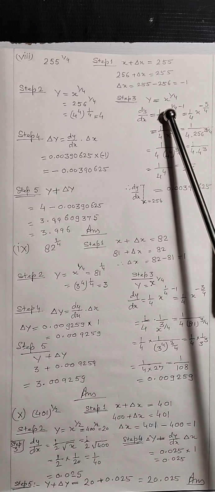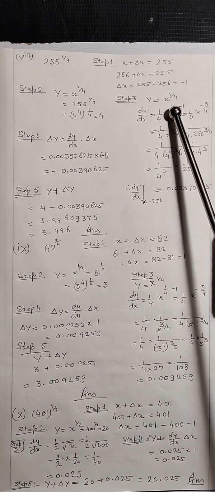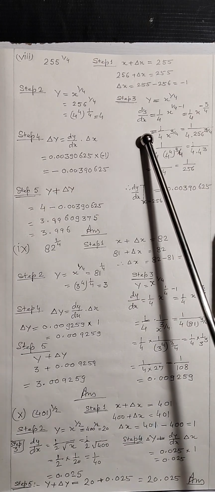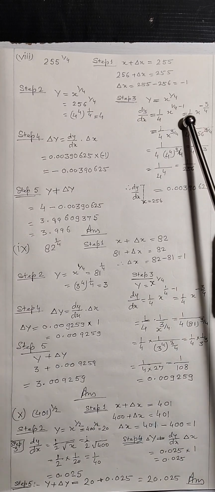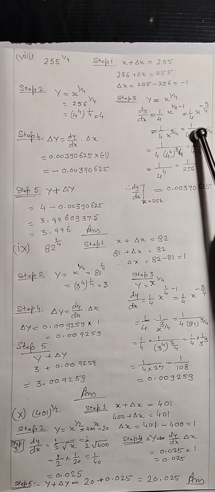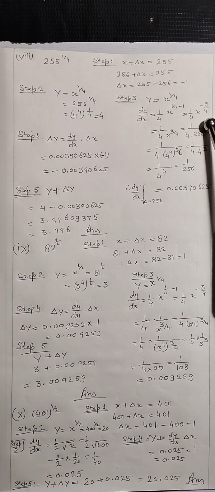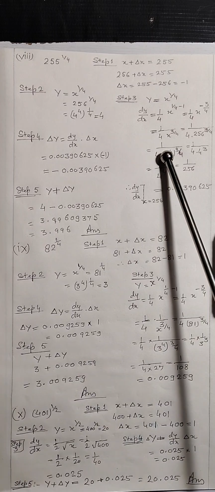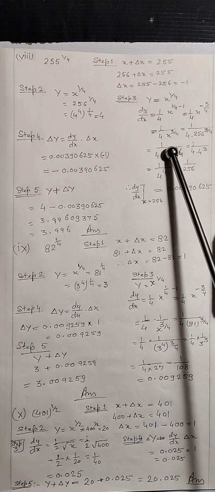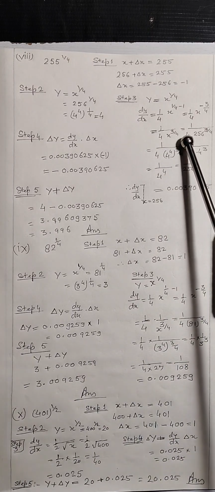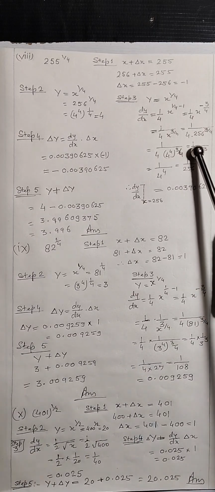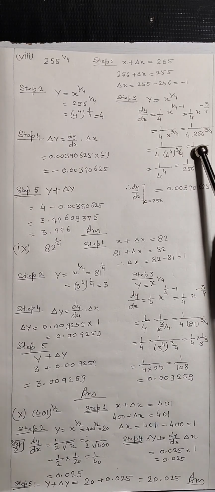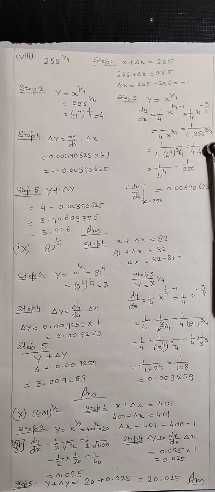Y is equal to x raised to power 1 by 4. Now differentiate, dy by dx will be equal to 1 by 4 x raised to power 1 by 4 minus 1. So it will be equal to 1 by 4 x raised to power minus 3 by 4. Now I have brought it in the denominator, so 1 by 4 x raised to power 3 by 4, and it will be equal to 1 upon 4 into 256 raised to power 3 by 4.